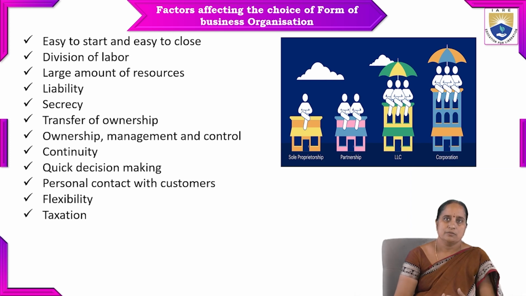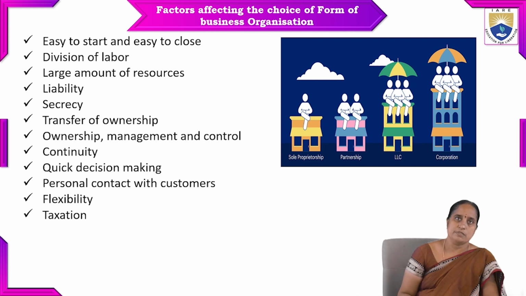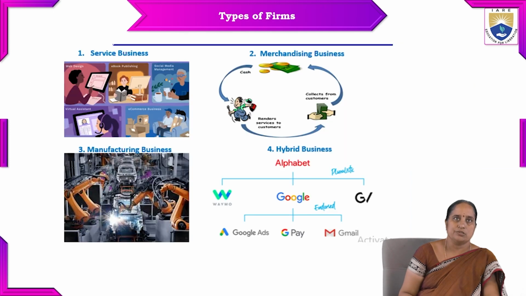And taxation. The tax benefits they are going to avail, and the tax burden will be very less in the case of sole proprietorship compared to other types of business organizations. So these are some of the factors that influence the choice of business organization.